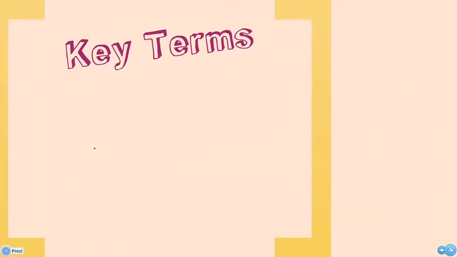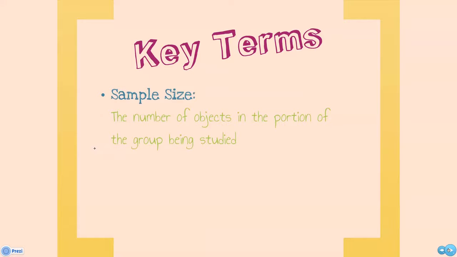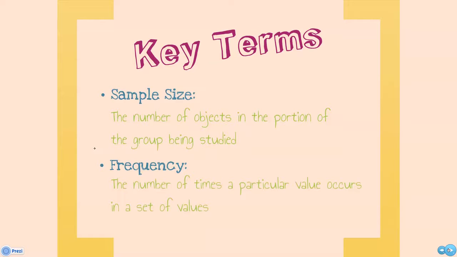There are two vocabulary words that are going to come up in this lesson. The first one is sample size, which means the number of objects in the portion of the group being studied. We are going to be studying bags of M&Ms, so in this case, sample size refers to the number of M&Ms in your bag, or sample. The second vocabulary word is frequency, which means the number of times a particular value occurs in a set of values. In this case, since we're studying colors of M&Ms, this refers to how many of a certain color you get in your bag. In other words, how frequently that color shows up in your bag.